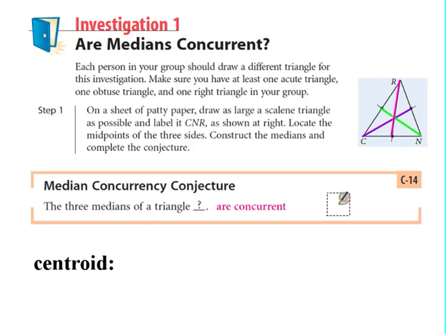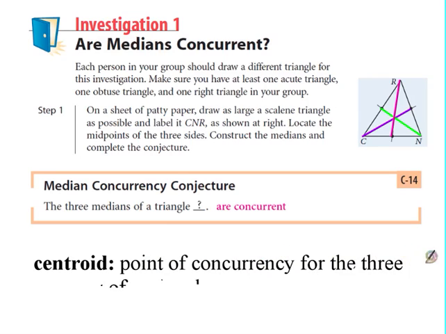Now, we have a definition that you better get down, and that's the centroid. The centroid is the point of concurrency for the three medians of a triangle. So now we're adding that to our list of the incenter, circumcenter, and orthocenter. This is the centroid, the point of concurrency for the three medians of a triangle.